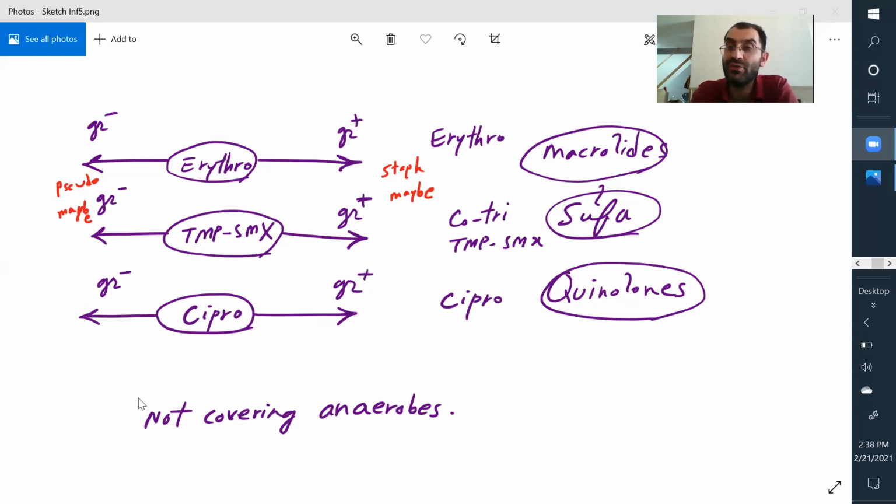So erythromycin, clarithromycin, azithromycin, TMP-SMX, and quinolones: good gram-positive coverage, good gram-negative coverage. What about the staph, nasty gram-positive? Maybe. What about nasty gram-negative pseudomonas? Maybe. What is your weak point? You're not covering anaerobes.